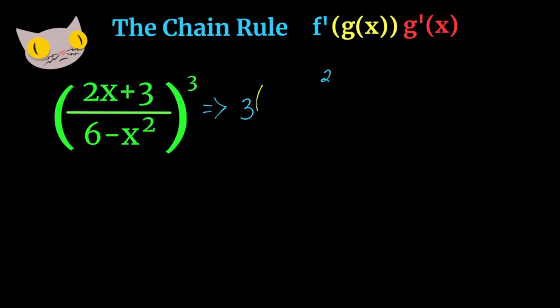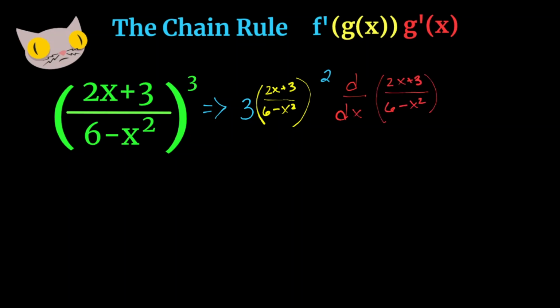Here in the middle, we're just going to leave it how it is, 2x plus 3 over 6 minus x squared. Now we need to use the quotient rule in order to find the derivative of the innermost function. If you need a refresher on the quotient rule, feel free to check out my previous video where I go over how to use the quotient rule. So we'll do this down here to give us a little bit more space.